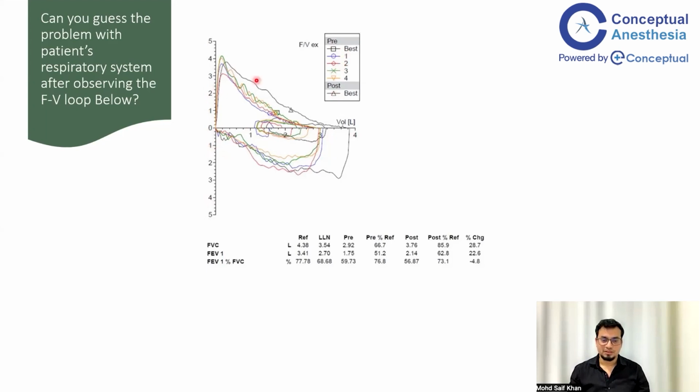there are various colored loops. You can see which is the best one, and there are 1, 2, 3, 4 various settings in which the loops were obtained. This is your pre-bronchodilator loop, and then there are post-bronchodilator loops. All are available here, and we are going to discuss it later. Just keep in mind that this kind of question may be asked in your exam, as an example for your practical exam.